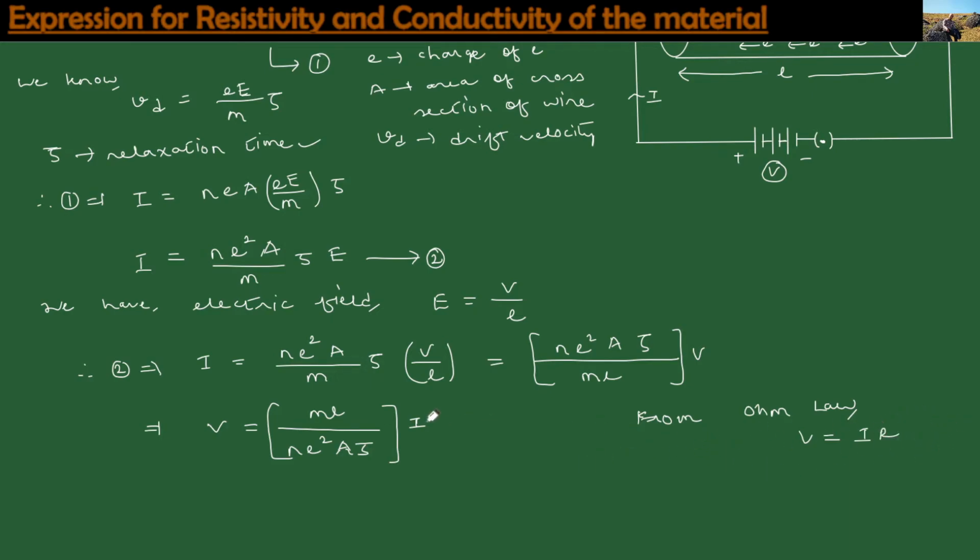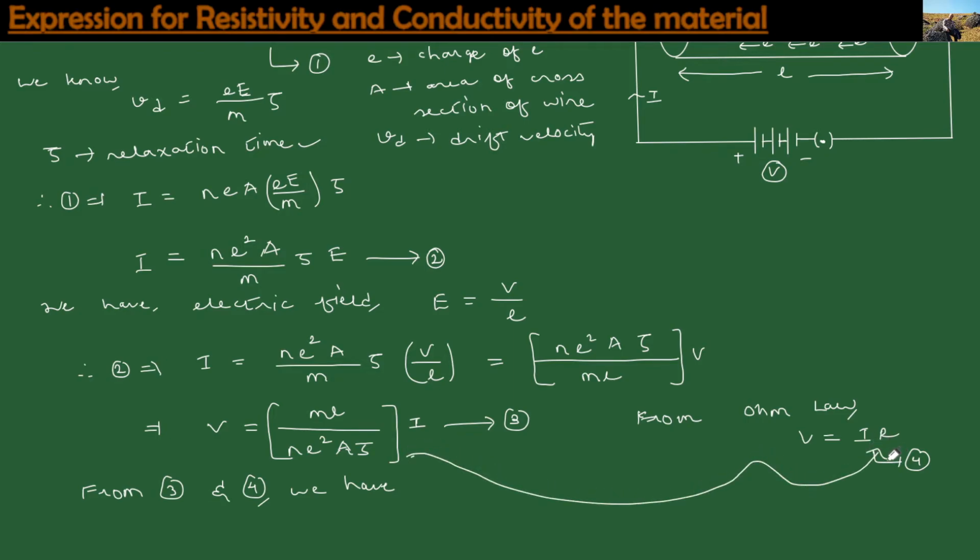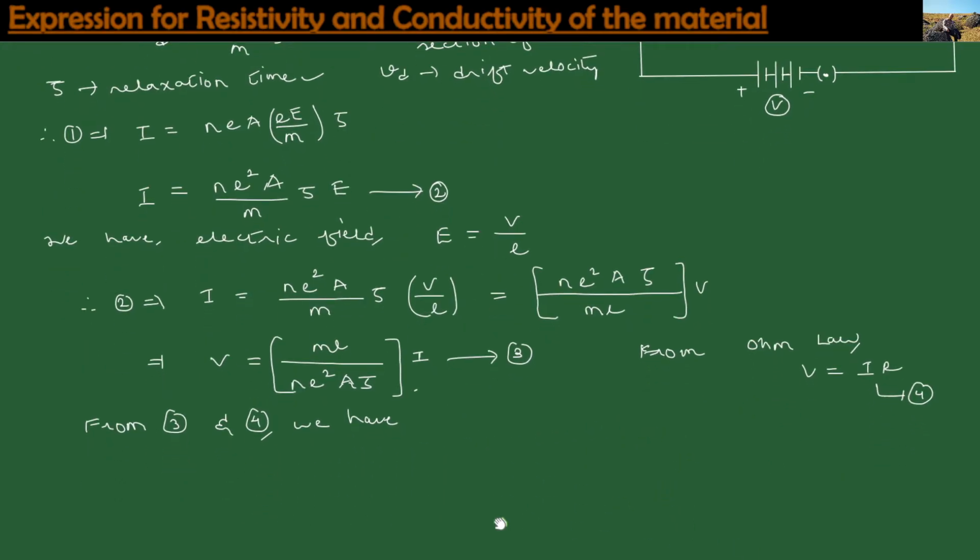Where R is the resistance. If you try to compare this equation 3 and equation 4, it is very evident that the term inside the bracket will give us our resistance. This bracket term will be our resistance. That is what we know. So from here, let us write that equation.